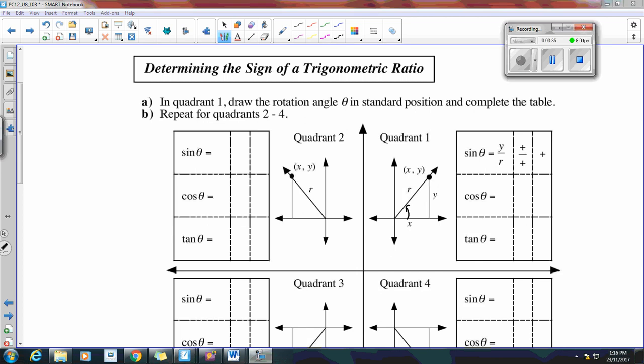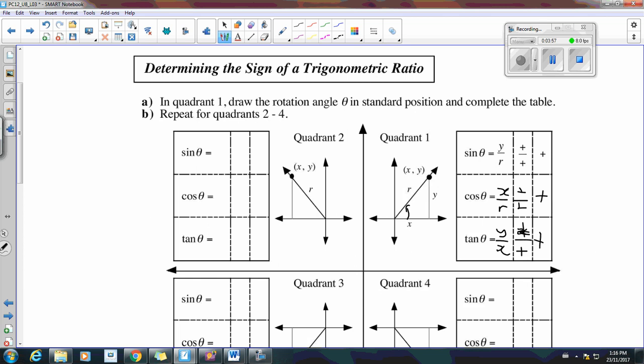Okay, so then our cosine here would be our adjacent side, so x over our hypotenuse r. Both of those are positive in quadrant 1, so cosine is also positive. Tan, same thing. Opposite over adjacent, so it's going to be y over x. Both are positive here. Plus over plus, so they're positive.